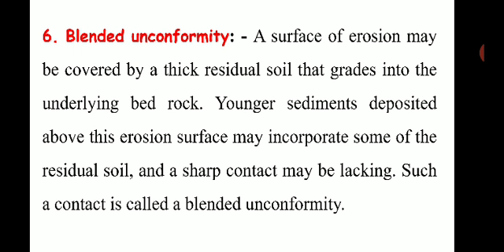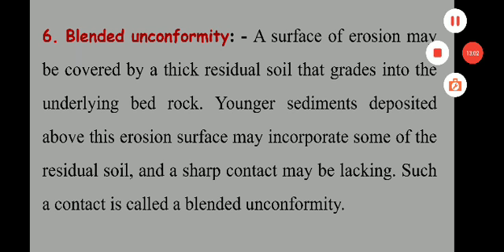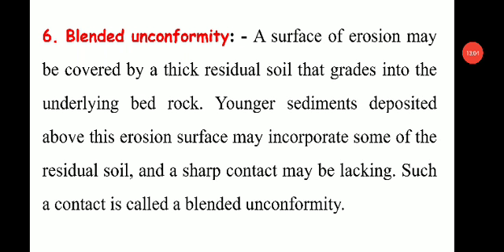So a blended unconformity is one in which a surface of erosion may be covered by a thick residual soil that grades into the underlying bedrock. Here the older rocks are formed and younger rocks are also formed, and in between, whatever gap is there, that is the unconformity, there is a presence of a layer of soil. Residual soil is present in place of the unconformity.